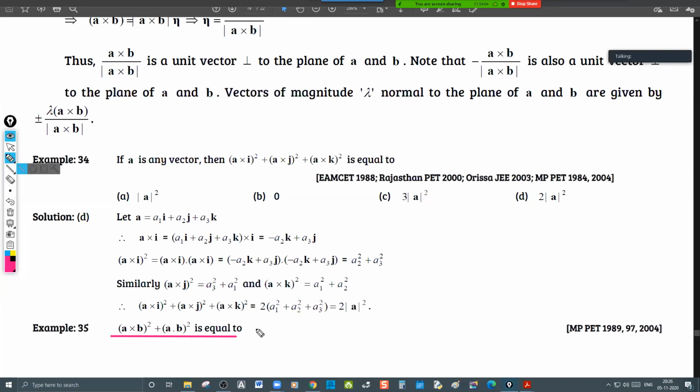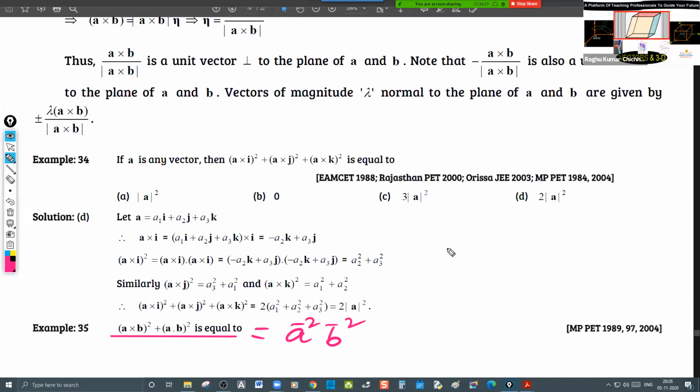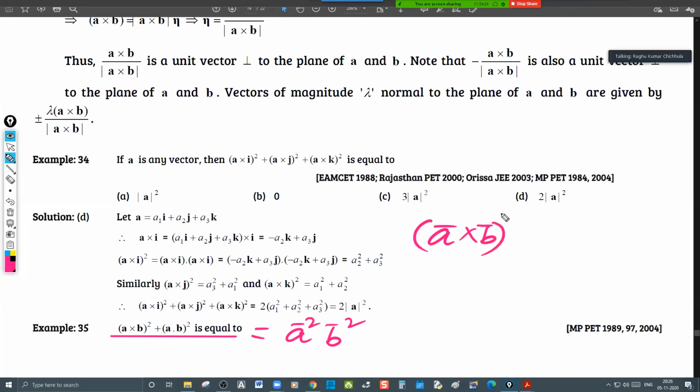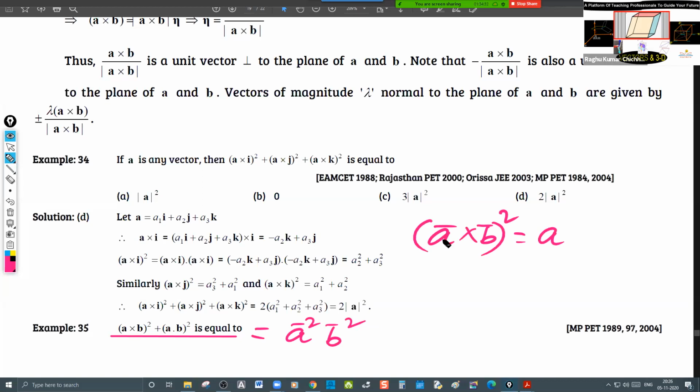Sir, in the bracket we'll get sin square theta plus cos square theta, that equals 1. So we'll get A square B square. Sir, A dot A into B dot B into (sin square theta plus cos square theta). So you are simplifying that, Pranit. I understood what you're doing, but what I asked you now was to write the Lagrange's identity. Just now we did it.